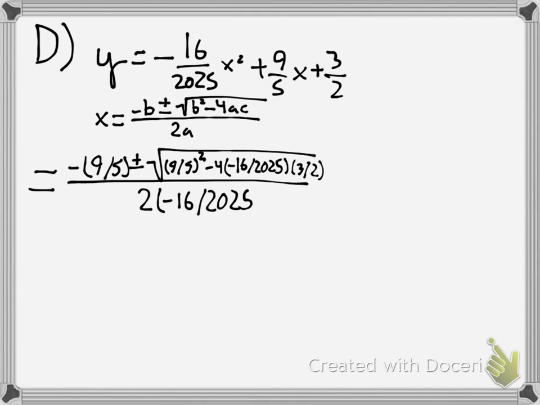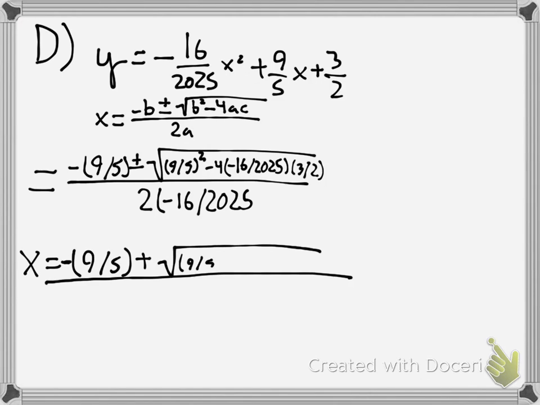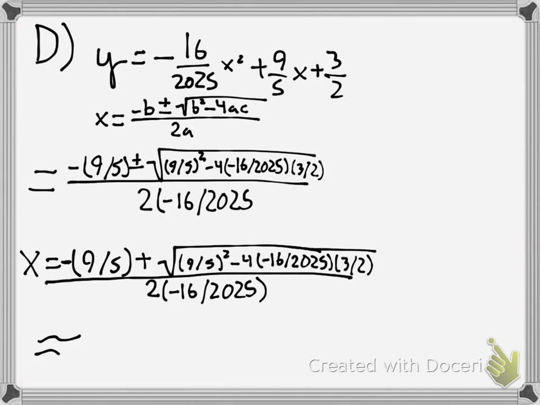Solve for when y equals 0 using the quadratic formula, which is what we did. Then ignore the negative root, as that would be behind the kicker. Because of that, we get x equals negative 9 over 5 plus square root of 9 over 5 squared minus 4 times negative 16 over 2025 times 3 over 2, all over 2 times negative 16 over 2025. And for D's final answer, we'd get negative 0.83. And that's how we solve for height of a projectile in chapter 2.